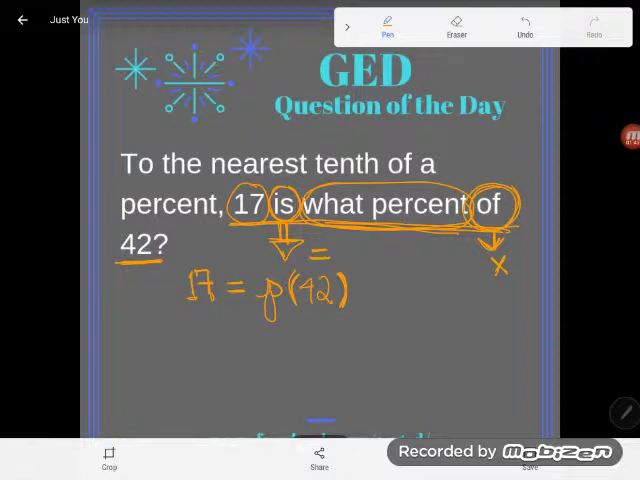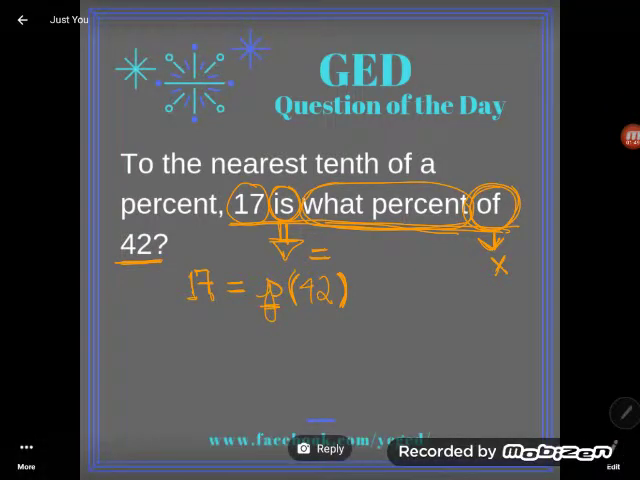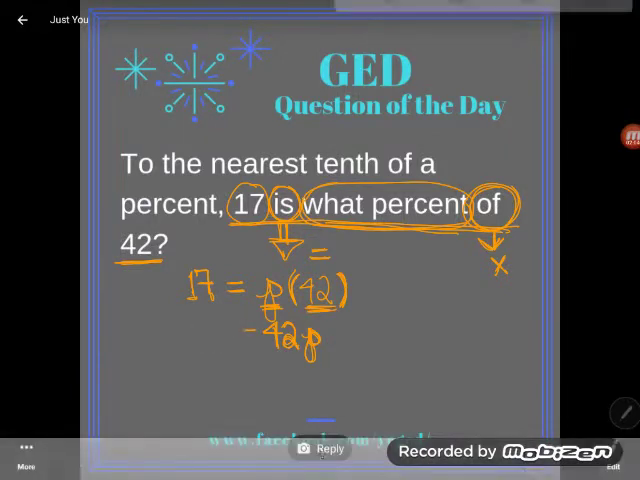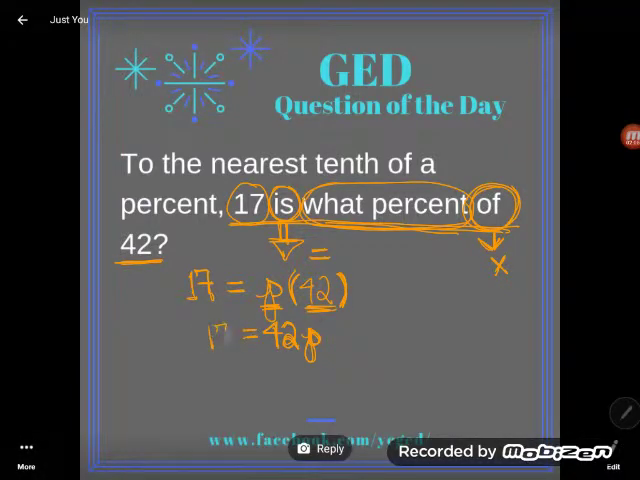Just an FYI, when we want to multiply together a variable like p and a number like 42, how we do that in algebra is we write the number first, we call that a coefficient, and we write the variable portion second. So what is p times 42? Well, it's just simply 42p, and that is equal to 17. And now I've written an algebraic equation that I can solve in order to figure out what this unknown p is.